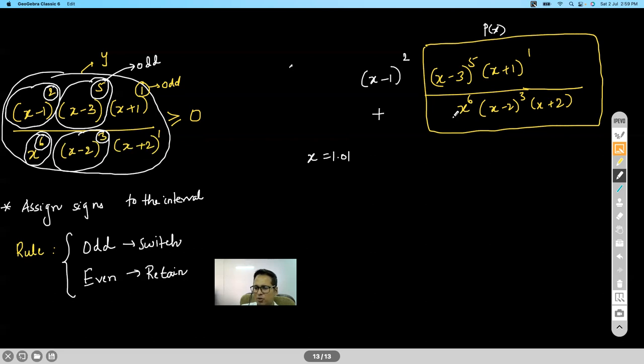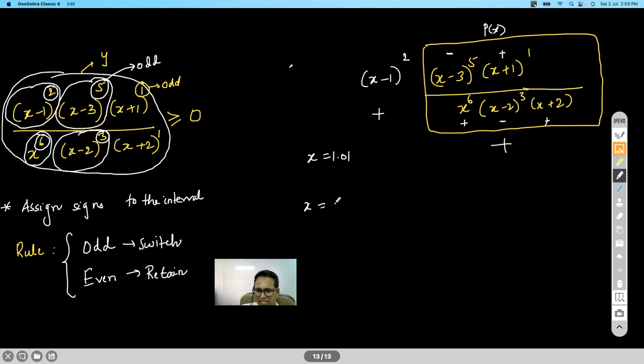And what will be the sign of this whole P of x? Tell me. If I put 1.01, this will be negative, this will be positive, this will be positive, this will be negative again, this will be positive. So overall, this will be positive, if I'm not mistaken.